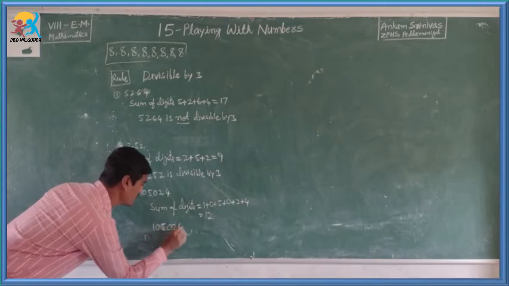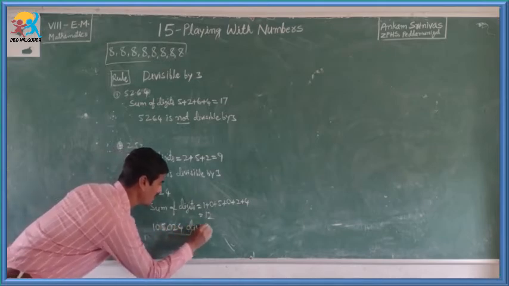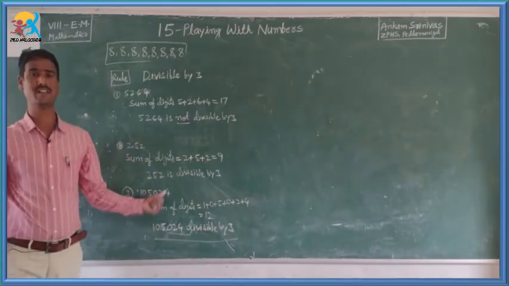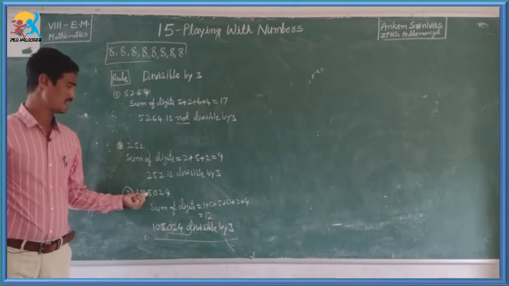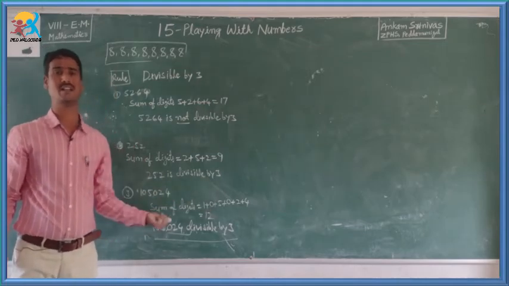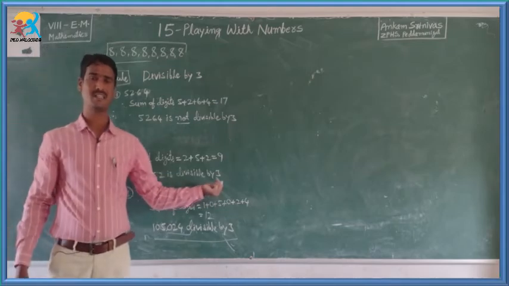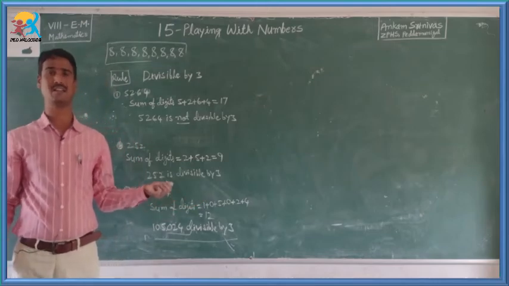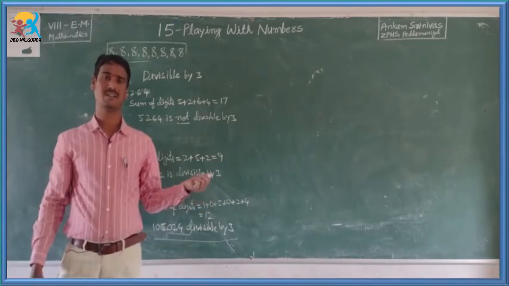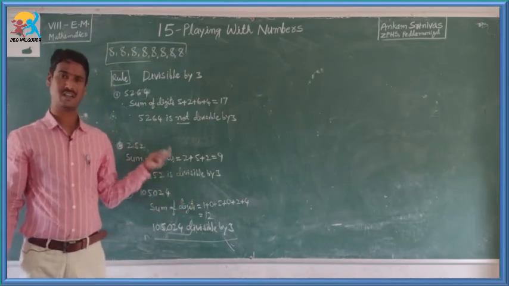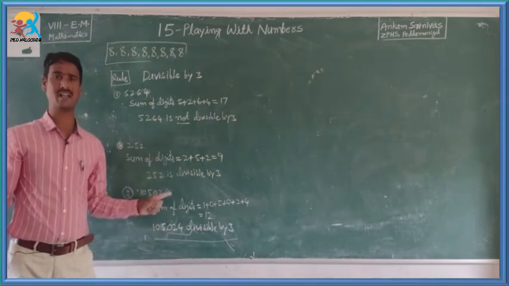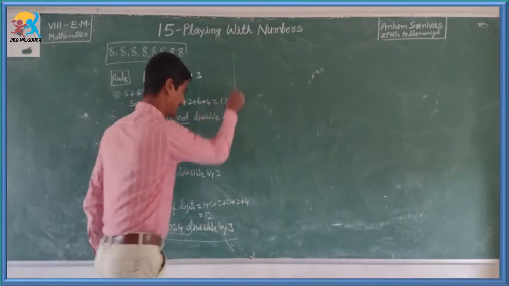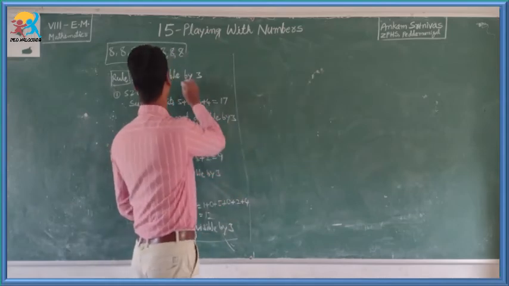Divisible by 3 is divisible by 3. Very easy, no? To check whether a given number is divisible by 3 or not: if the sum of digits is in the 3 table, 3, 6, 9, 12, 18, 21, 27, 30, it is divisible by 3. If it does not come in the 3 table, it is not divisible by 3. Let's check in the same way.